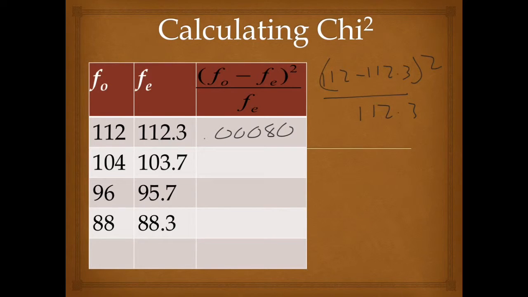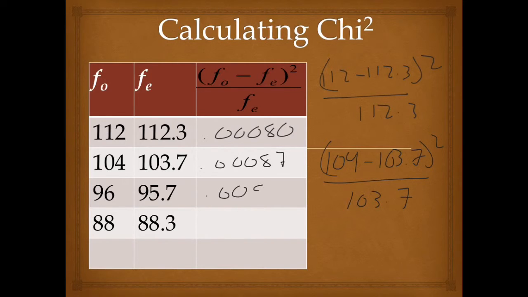If we repeat that process for our next set of numbers, then we have 104 minus 103.7 squared divided by 103.7. And again, we have a very small number, 0.00087 approximately. And if we continue this for our remaining two expected and observed values, then we get 0.0094 and 0.00101. Adding those all together gets us our chi-squared value, which is 0.00362.